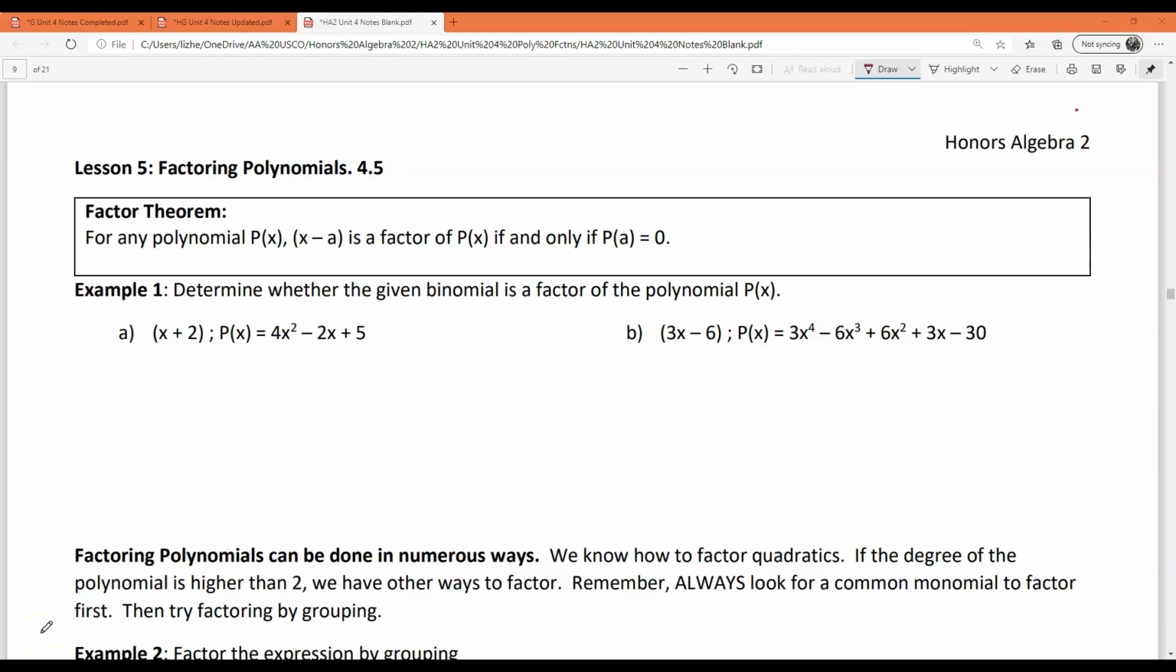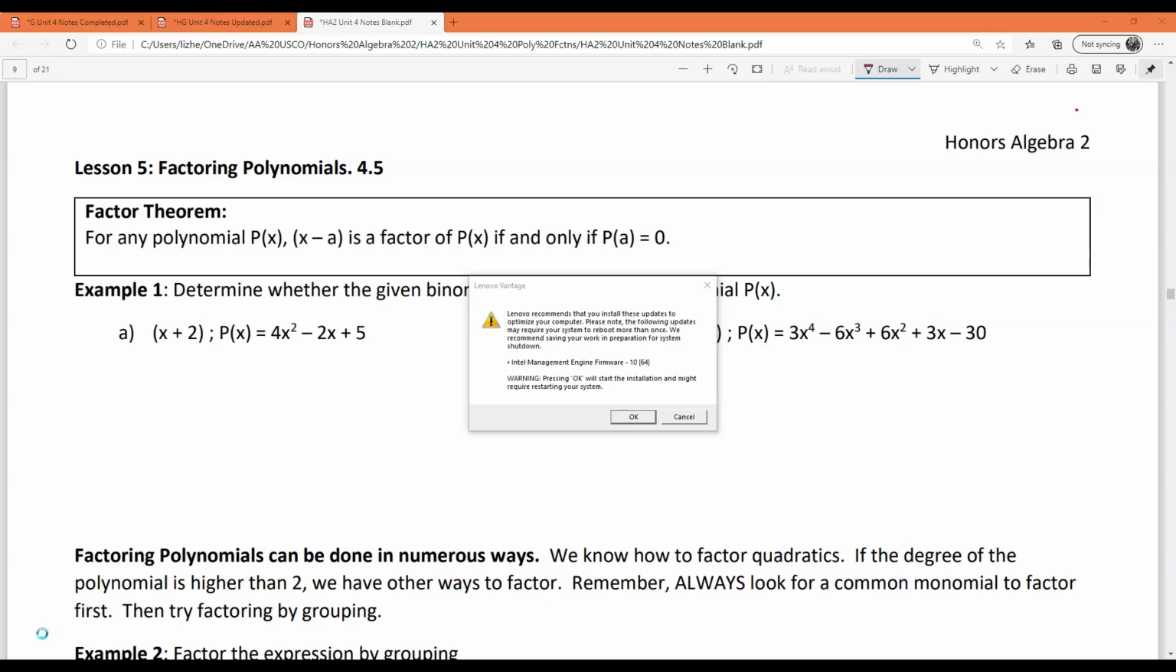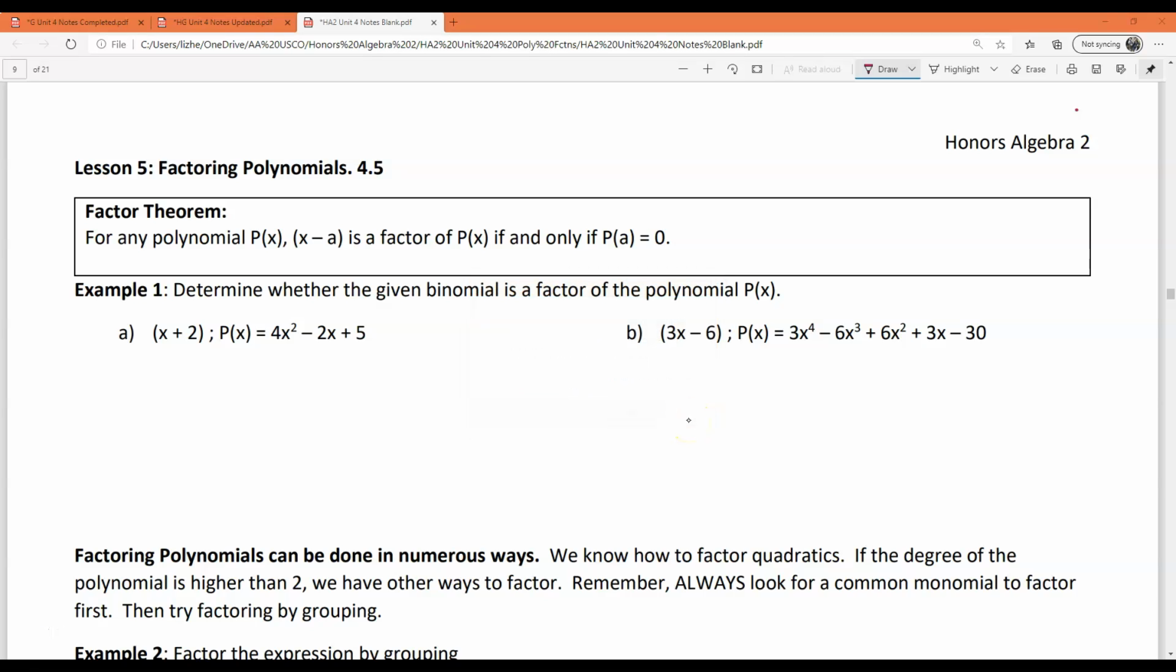Okay, Honors Algebra 2, we are going to do lesson 4.5 now. So we are on page 9 in your notes, and this is called Factoring Polynomials. Let's start off with the factor theorem.